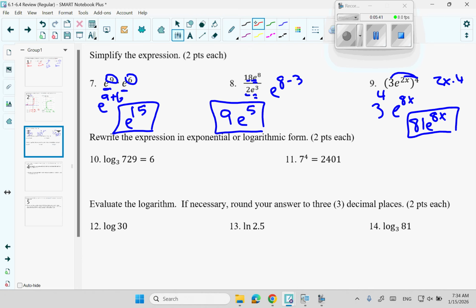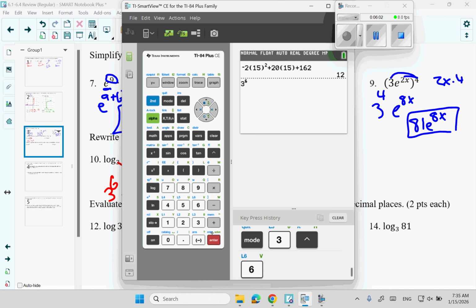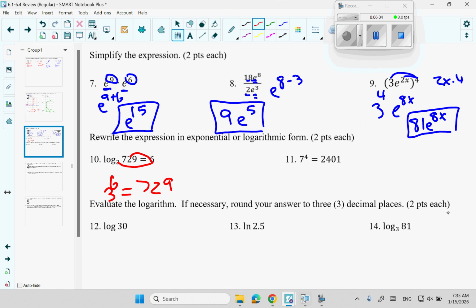Okay. Rewrite the expression. So remember, I spiral it. If I'm starting with a log, I start with the base number. So 3 to the power of 6 equals 729. And again, I can double check that because that's a nice thing. I could type in my calculator 3 to the power of 6, and that tells me that those are equal values.